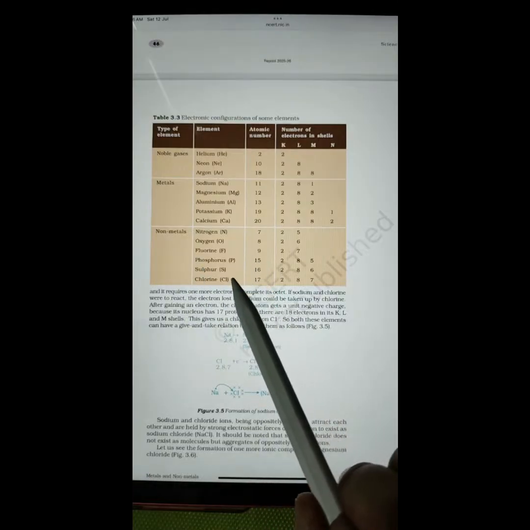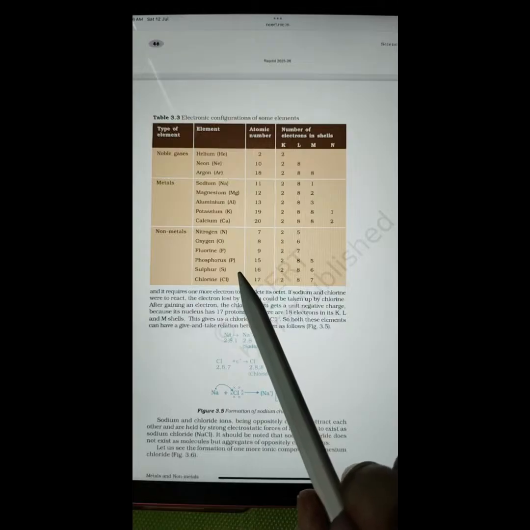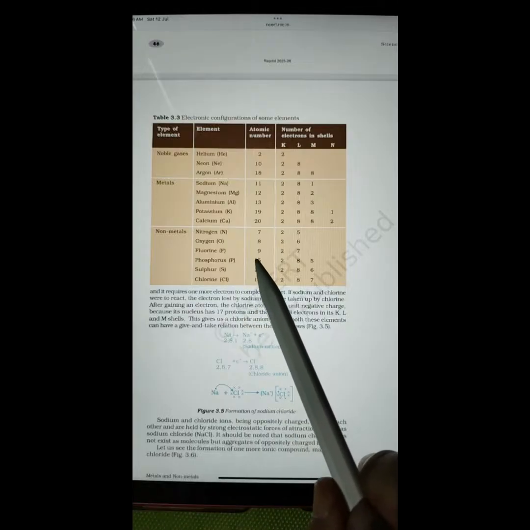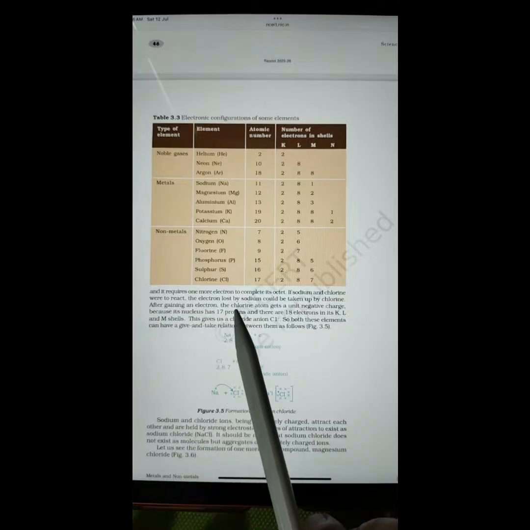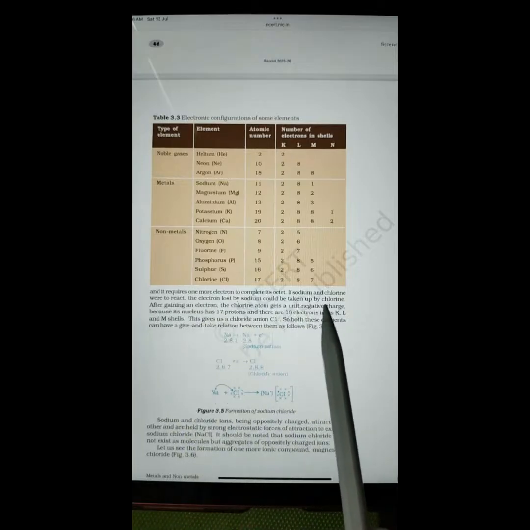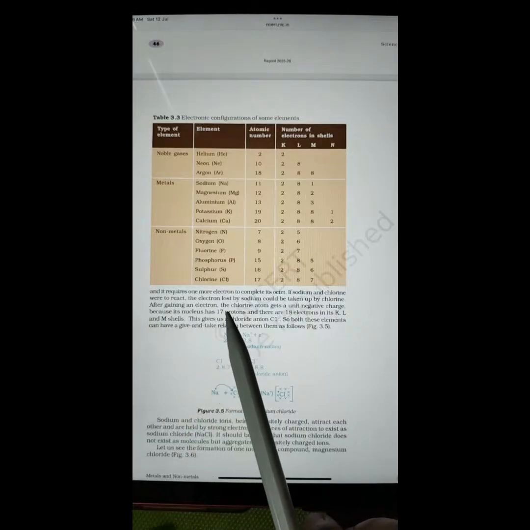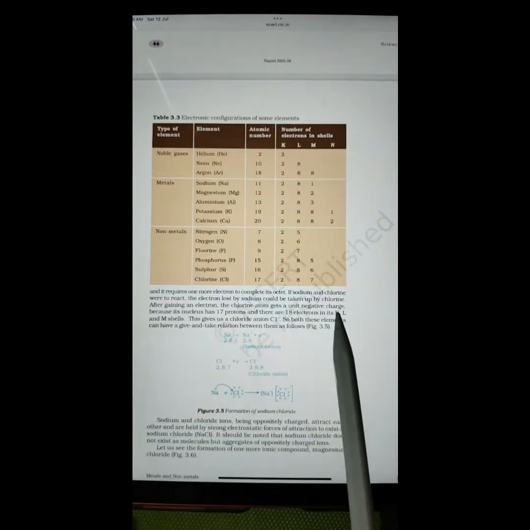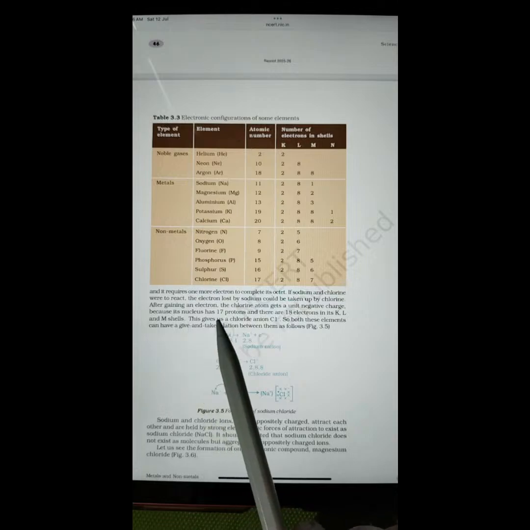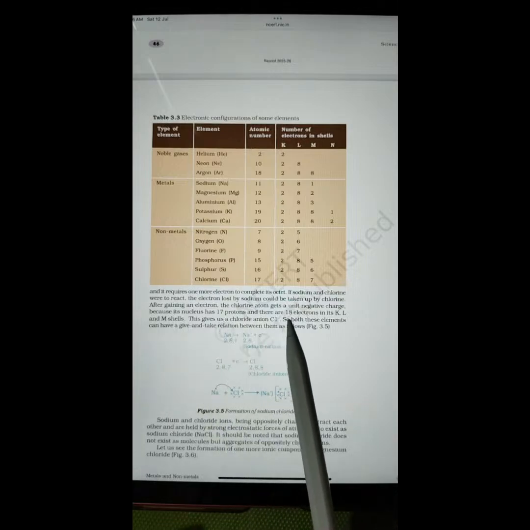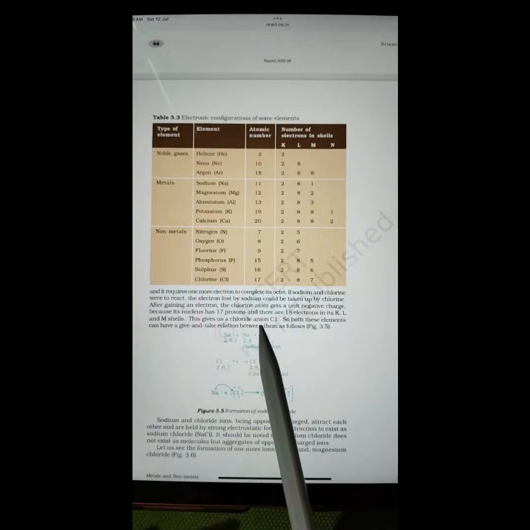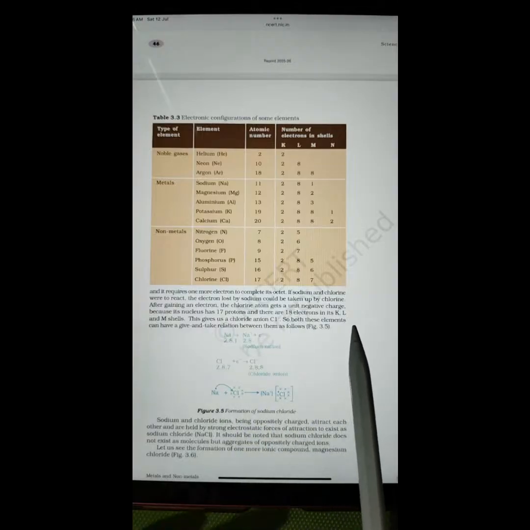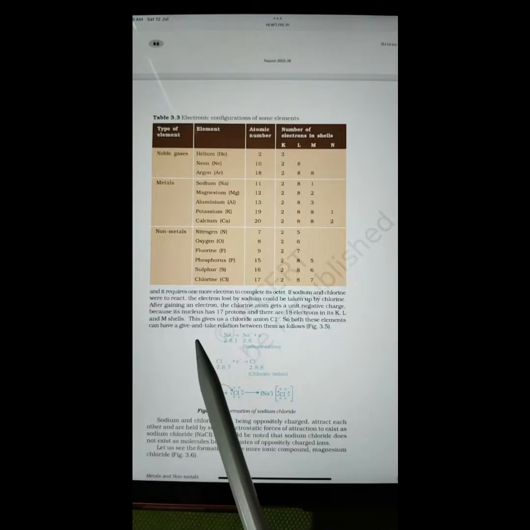So you should practice their electronic configuration when they are in the cationic or anionic form as well. It requires one or more electrons to complete its octet. If sodium and chlorine were to react, the electron lost by sodium could be taken up by chlorine. After gaining an electron, the chlorine atom gets a unit negative charge because its nucleus has 17 protons and there are 18 electrons in its K, L, and M shells.